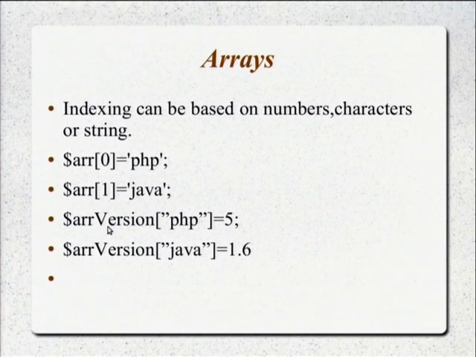This is the second type, which PHP has as an extra. You can index an array using a string. For example, this is my array name, and this is not a normal integer index, it is a string index. In a normal integer index, the integers are the keys. Here the strings are the keys. So in this key, PHP, I have stored some numbers.